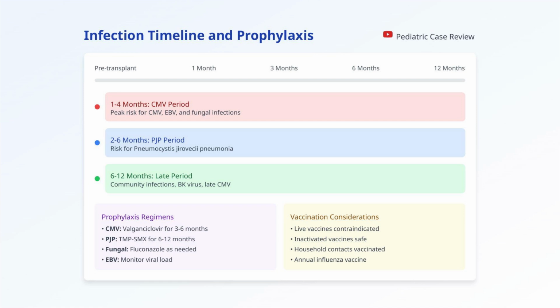Prophylaxis regimens include valganciclovir for 3 to 6 months for CMV prevention, trimethoprim sulfamethoxazole for 6 to 12 months for PJP prevention, fluconazole as needed for fungal prevention, and monitoring of Epstein-Barr virus viral load. Important vaccination considerations include that live vaccines are contraindicated, inactivated vaccines are safe, household contacts should be vaccinated, and annual influenza vaccine is recommended. Understanding this timeline helps in early recognition and management of post-transplant infections.